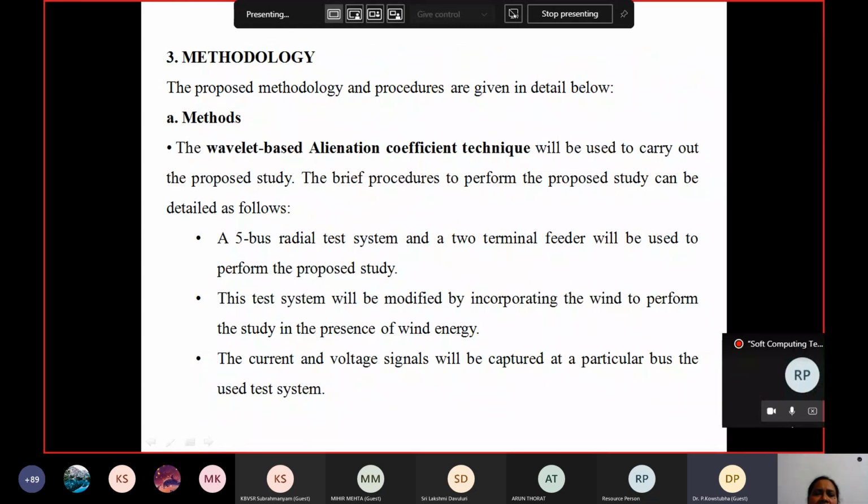Here I am taking a 5-bus radial test system. The wavelet based alienation coefficient technique will be used to carry out the proposed study. The brief procedure is as follows. A 5-bus radial test system and 2-terminal feeder will be used to perform the proposed study. This test system will be modified by incorporating wind to perform the study in the presence of wind energy, and the current and voltage signals will be captured at a particular bus of the test system.